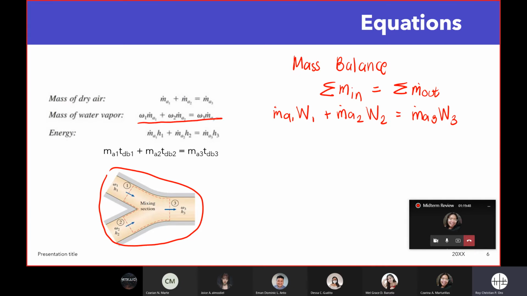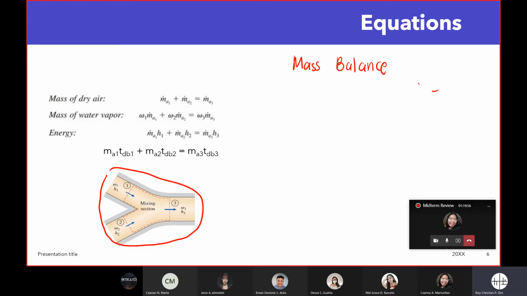Okay, now let's move to the third one. For the third one, it is not a mass balance anymore. Instead, it is an energy balance. If you remember, the energy balance is similar to the mass balance. However, it only considers the summation of energy going in, and it must be equal to the energy going out, or the sum of those energies.